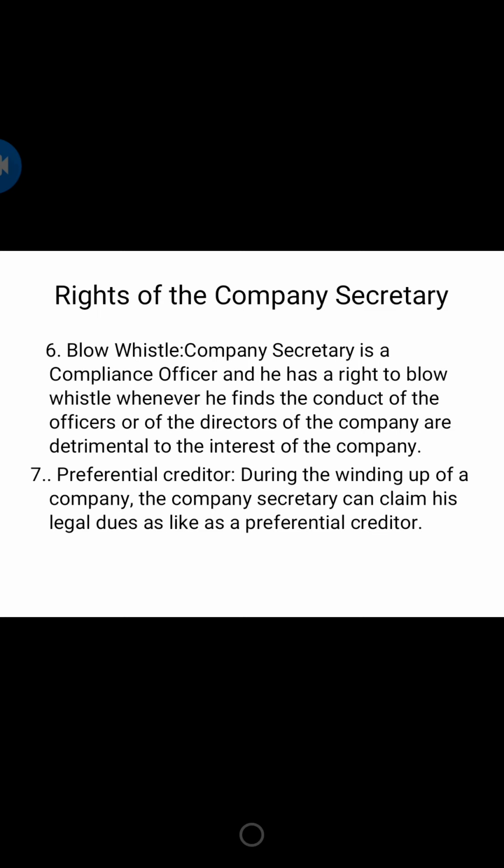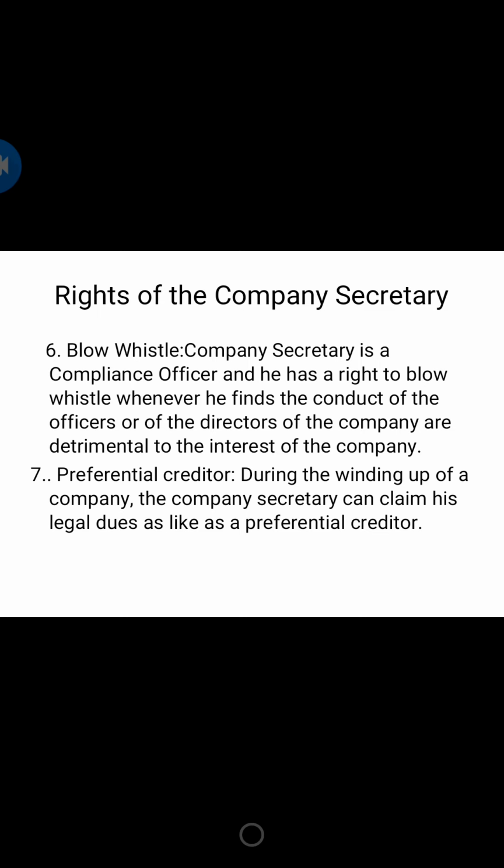Blow whistle is nothing but if the company is doing something wrong which affects the third party, which affects the society, or it affects the company itself. In such case, being a person or employee in the organization, in the company, you know about it. And you know the board of directors are the main persons who are going to deal with the company. So if they themselves are doing something wrong, who will be affected? The shareholders are affected.